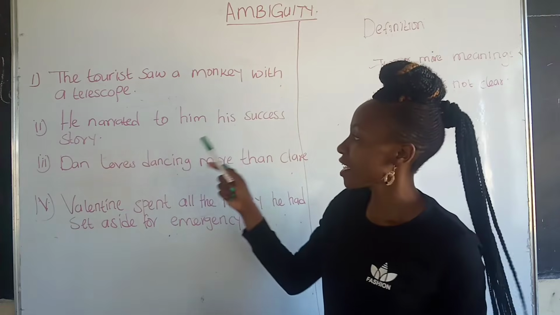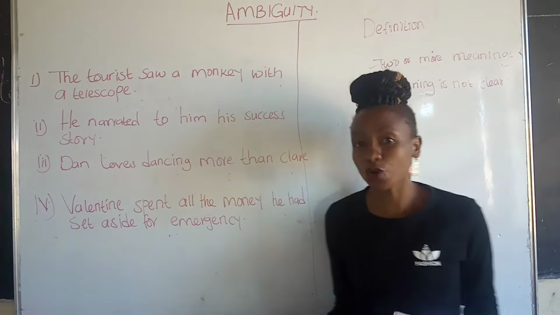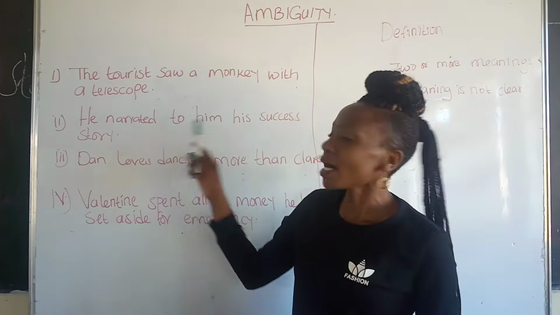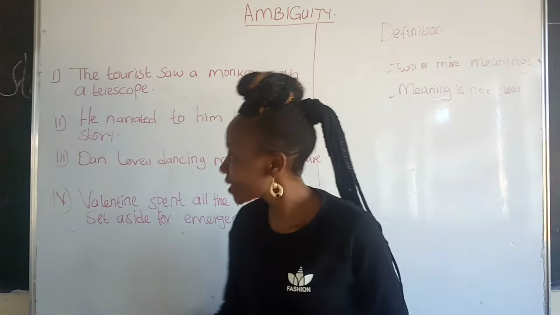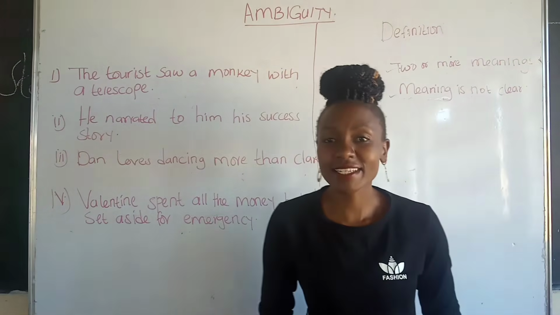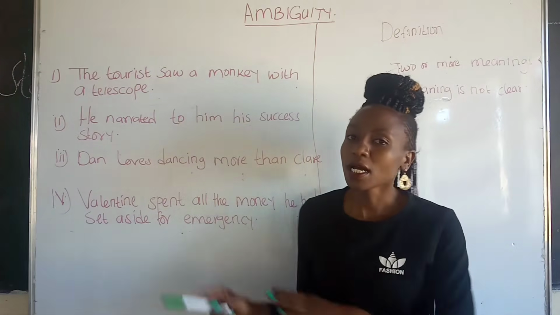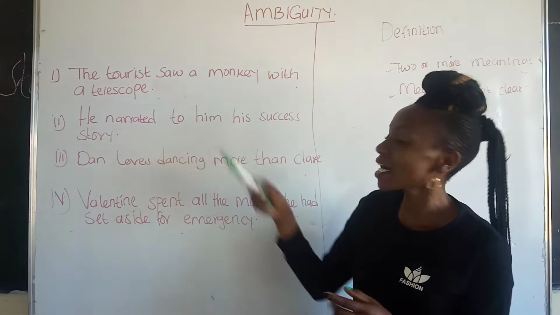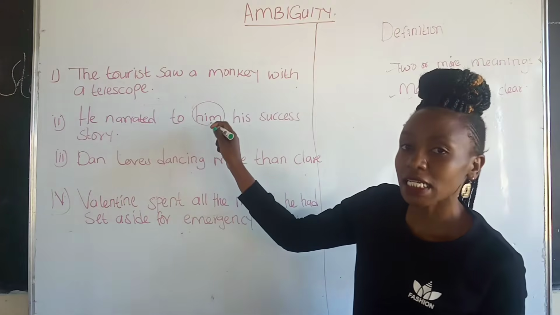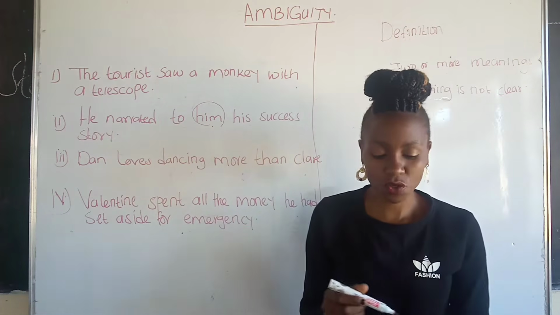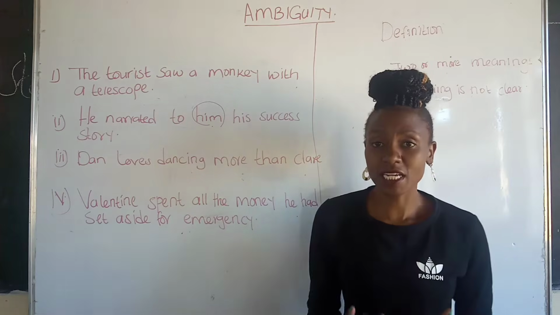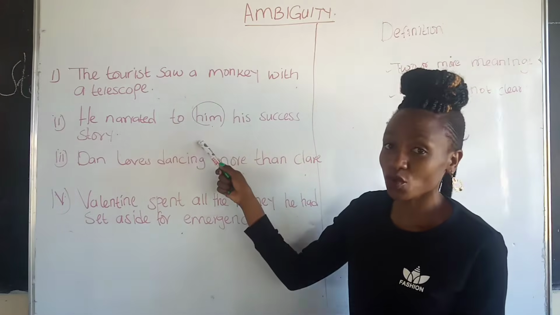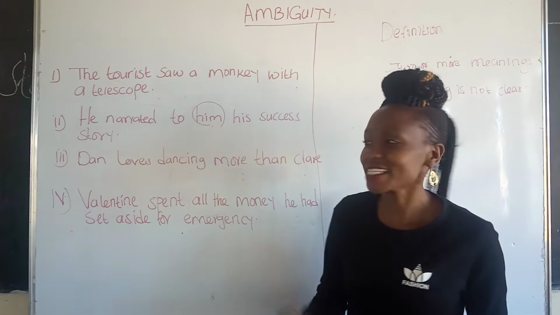Number two, he narrated to him his success story. He narrated to him his success story. And it has two meanings. One, it can be the narrator who's narrating his success story. And number two, it can be the narrator, but now narrating to the listener, who is him, narrating his success story. So we are not sure whether the narrator is talking about himself or is talking about the success of the person that he is talking to, who in this sentence is referred to as him.